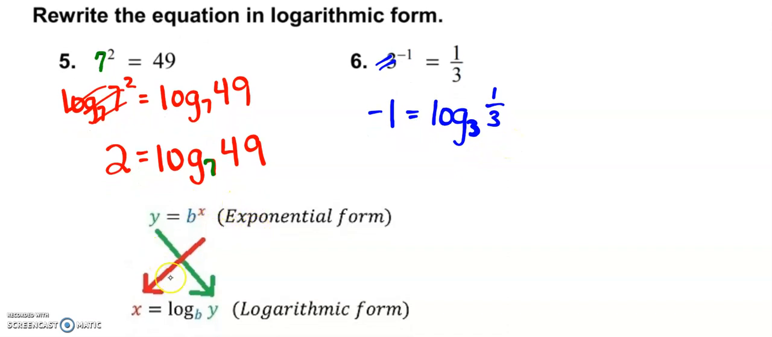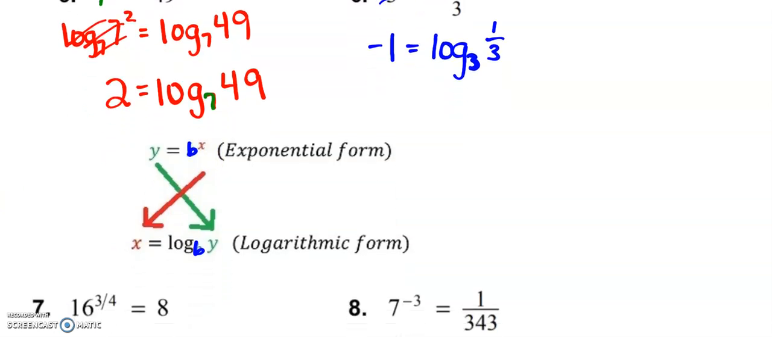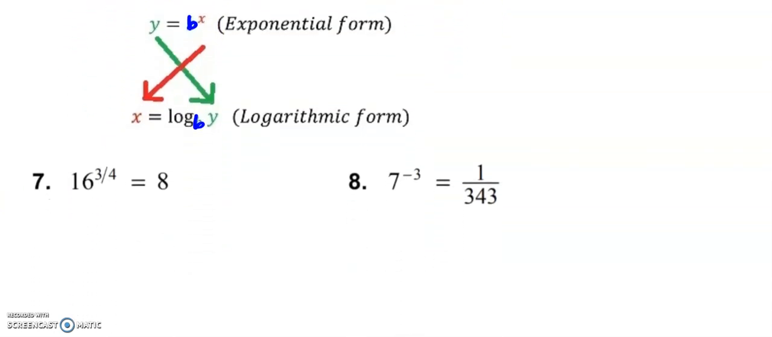So if you start in exponential form, the b from the base gets written as the base of the log. What was free over here now goes inside the log, and what was stuck over here is now free by itself. Okay, so go ahead and use that information. See if you can rewrite these ones in logarithmic form. So we should have a log in our final answer. Pause your video and try to do those.